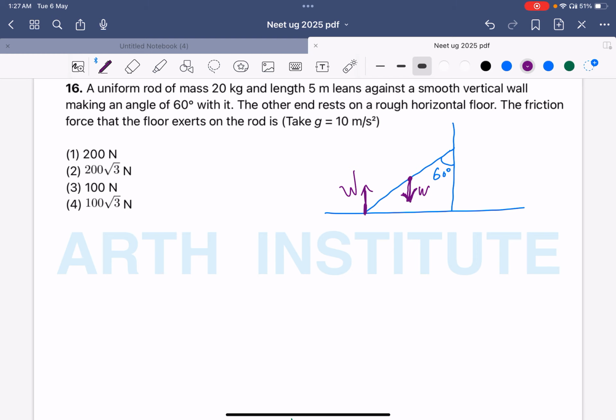Then the wall will exert a normal reaction. This will be in this direction. This normal reaction of the wall, and because normal reaction is acting in this direction, and as the ladder is in horizontal equilibrium also, so friction force will act in this direction. Okay, and force of friction will be equal to normal reaction of the wall.